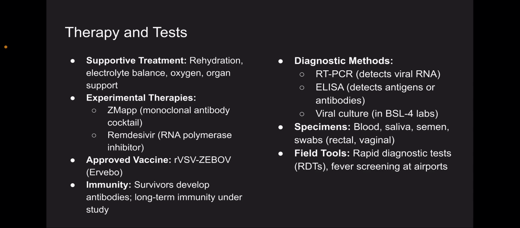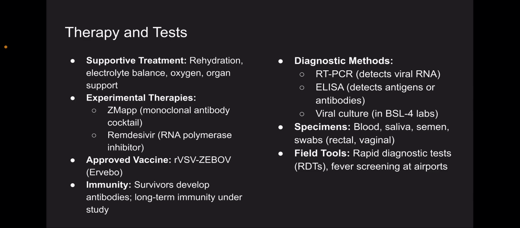Unfortunately, there is no universal approved antiviral drug that cures Ebola. However, supportive care has proven to significantly improve survival rates when applied early and consistently. Supportive therapy includes managing fluid and electrolyte loss, maintaining oxygen levels and blood pressure, and treating secondary infections. This type of care helps keep the body functioning while the immune system fights off the virus.